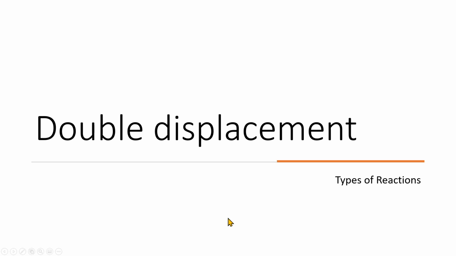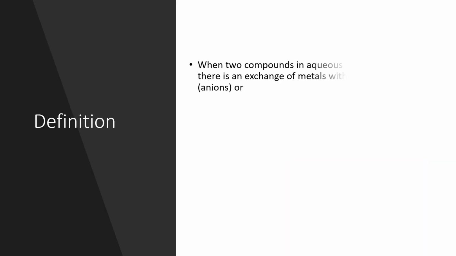And finally, the fourth kind of reaction, which is called a double displacement reaction, or sometimes referred to as double replacement reaction. When two compounds in aqueous solutions are mixed, there is an exchange of metal ions with the non-metallic ions. That's when a double displacement reaction takes place.